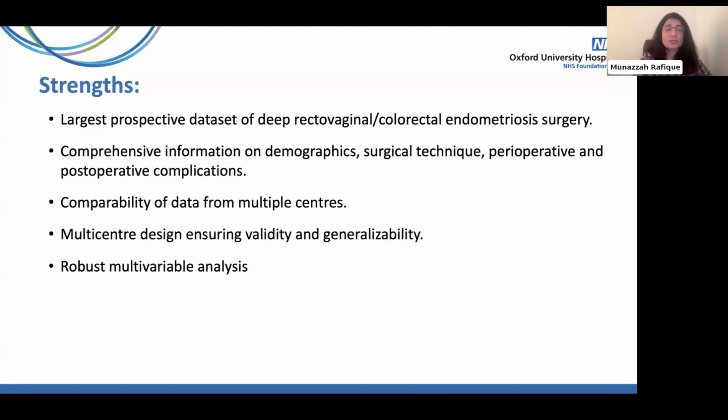What are the strengths of our study? It is the largest prospective database that has been used. It has comprehensive information on all the demographics, surgical technique, and perioperative and postoperative complications. We have comparable data from multiple centers, not only from the UK but worldwide, including the USA, Iran, Sri Lanka, a total of 6 countries and 101 endometriosis centers. That's why it ensures the validity and generalizability of the study results. And in terms of the statistical analysis, we did multivariate analysis, controlling a lot of confounding factors to see whether it is really the true effect or not.